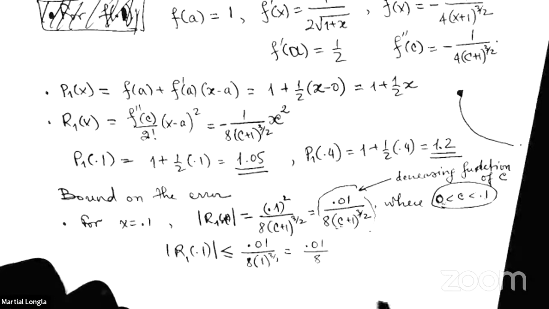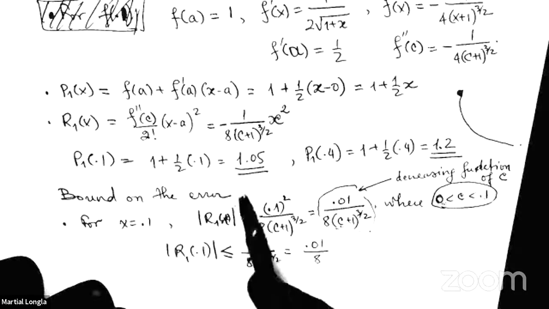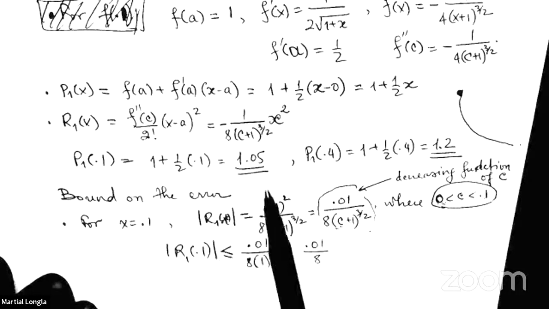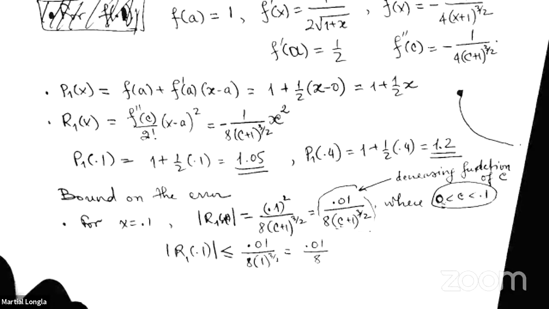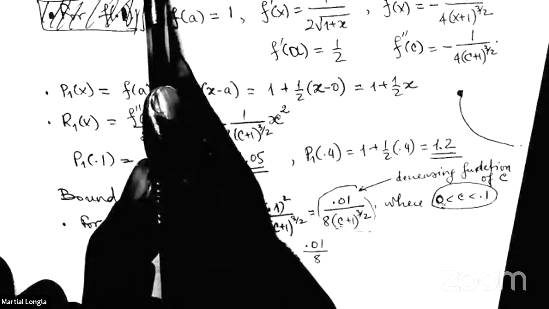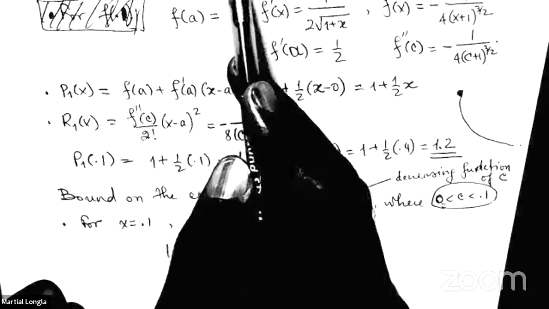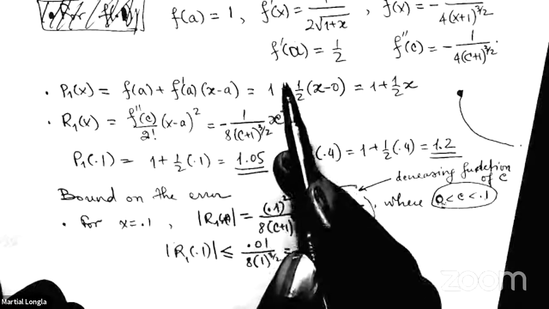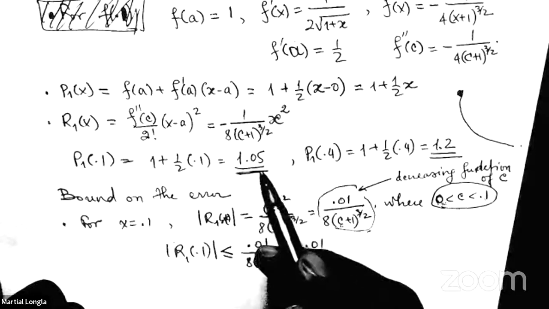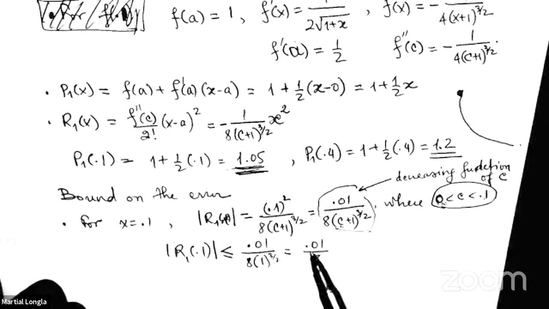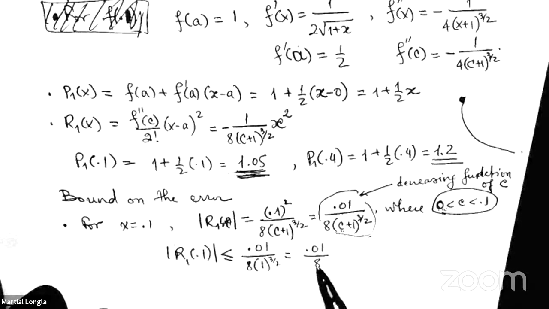So when we use this formula to estimate P1, to estimate the square root of, am I doing this the right way? To estimate f of x being 0.1, which means the square root of 1.1. So this is an estimate of the square root of 1.1. And the error that we get on it is smaller than 0.01 over 8.